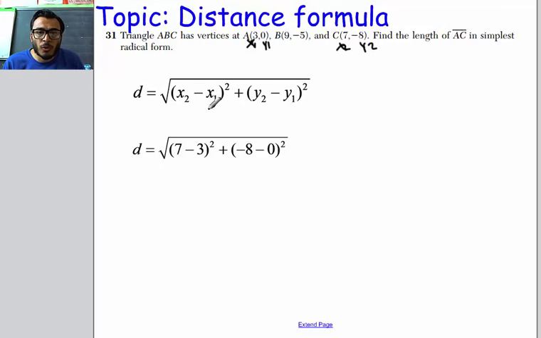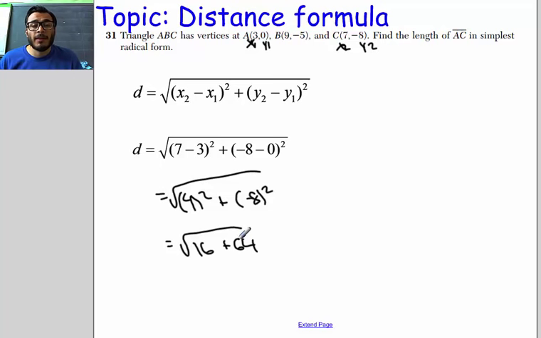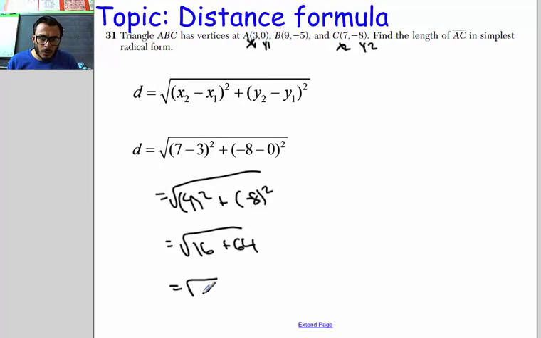So when we substitute, we get 7 minus 3 squared plus negative 8 minus 0 squared under the radical. So let's simplify. 7 minus 3 is 4, so we're going to have 4 squared plus negative 8 squared. So now 4 squared is 16. Negative 8 squared is 64. Please keep in mind that when you square a negative number, you will get a positive number. So we got 16 plus 64, and then 16 plus 64 is going to give us 80. So we get radical 80.